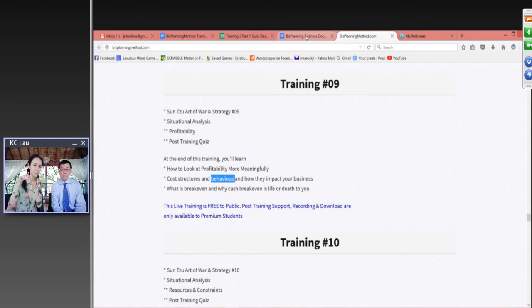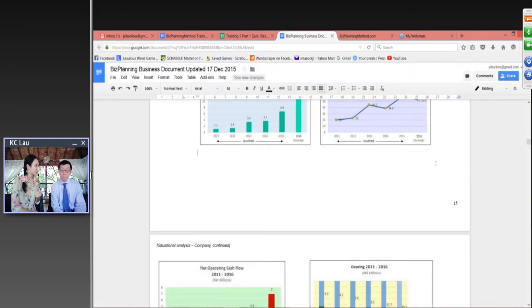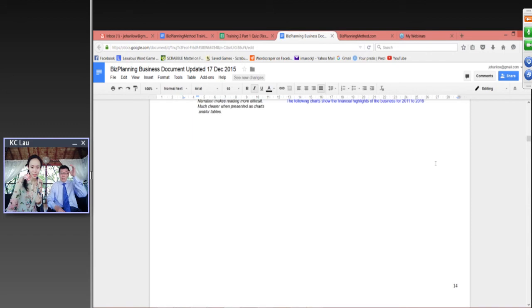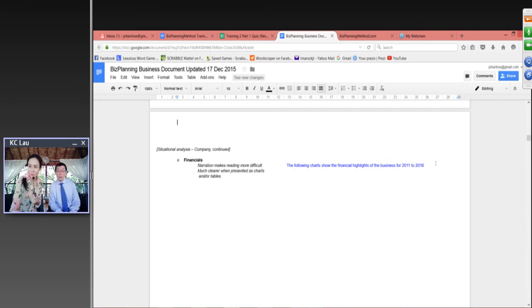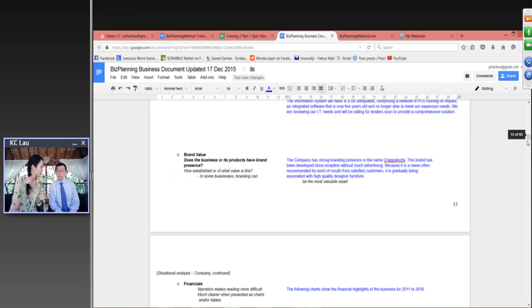So I will zoom into this sample business plan that I think is about 81 pages, 83 pages, of very detailed sample business plan that Mr. Low has created. On the left hand side, the black font is the thought process, and the right hand side, which is the blue color, is for the entrepreneur to fill up.